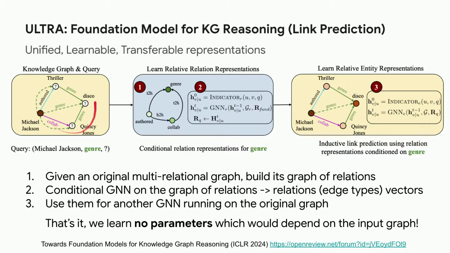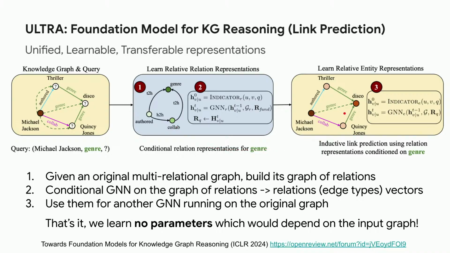First, given the original graph and a certain link prediction query, we build the graph of relations. And usually it's a pretty small graph, because even in the largest multi-relational graphs ever, you have at most 1,000 different edges, meaning that your graph will have 1,000 nodes. That's peanuts. And then we start this conditional message passing process on this graph of relations to get representations of those nodes, and those nodes are actually edge types in our main graph.